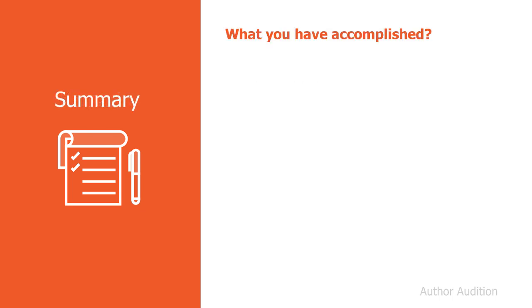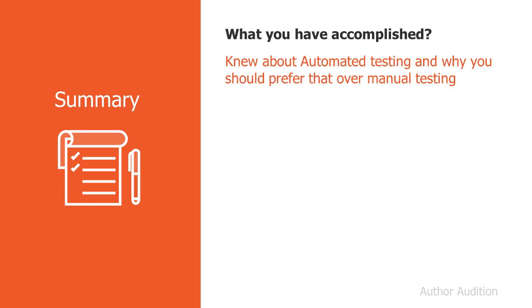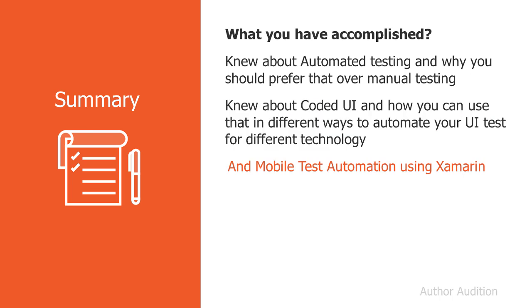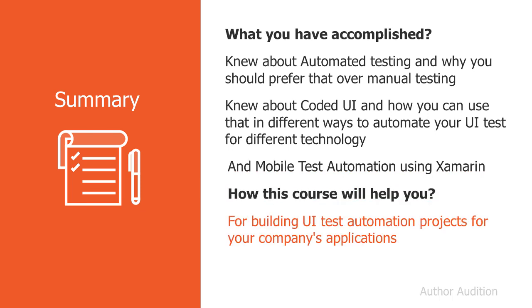Let's summarize what we just learned in this course. We started this course with what is automated testing and advantage of automated testing over manual testing. We then looked at coded UI to build test automation project for different technology. Finally, at the end, we looked at what is Xamarin and how to use Xamarin Test Recorder to build test automation for mobile app. Now you should be able to build UI test automation project for your company's application.